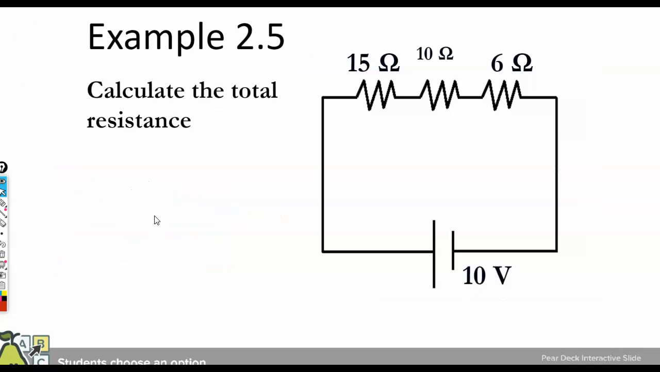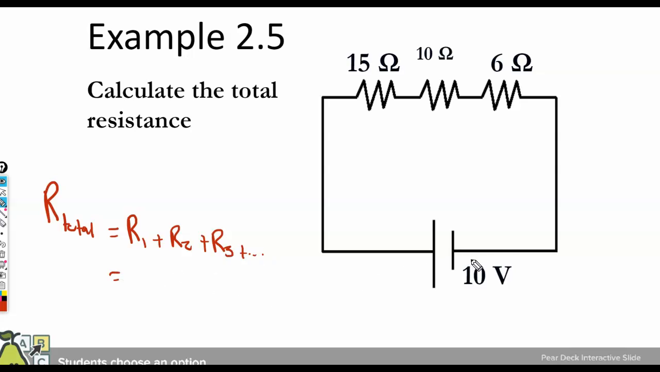Next question says example 2.5, calculate the total resistance here. I want you to do example 2.5 on your own. Calculate the total resistance for the circuit. Again, we have a series circuit, and for the total resistance in a series circuit, you're just going to add up the resistances, because it's R1 plus R2 plus R3 plus dot dot dot.